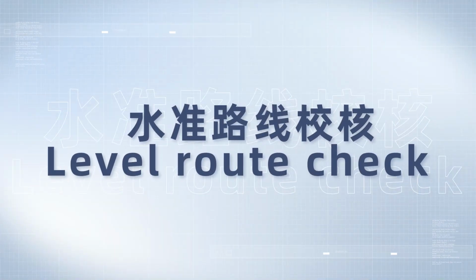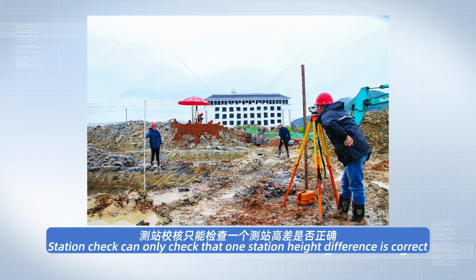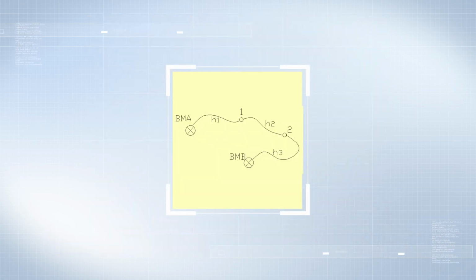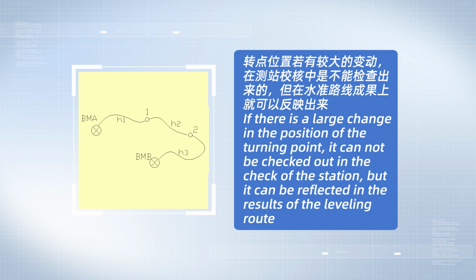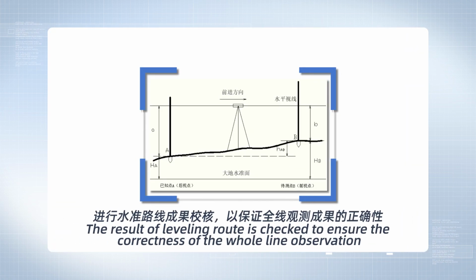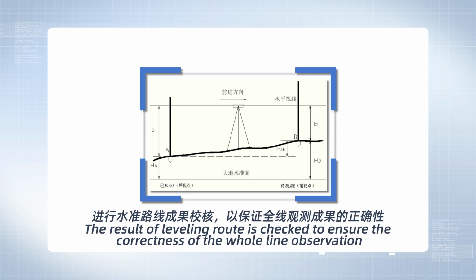Next, let's take a look at the leveling line verification. Station verification can only check if the height difference of a station is correct. But for an entire leveling line, it is not enough to indicate whether its accuracy meets the requirements. For example, if there is a significant change in the intermediate points from the end of observation at one station to the beginning of observation at another station, it cannot be found through the station verification, but it can be indicated in the leveling line verification results. Therefore, it is necessary to carry out the leveling line verification in order to ensure the correctness of the observation results along the entire line.